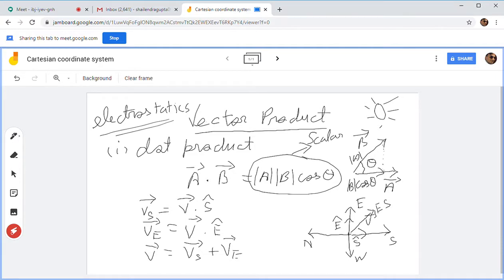So what you have to do is take this as the magnitude and take the unit vector south. So this will give you the direction and this will give you the magnitude of that vector. Similarly here, this will be the magnitude of that vector which is V E, this part.